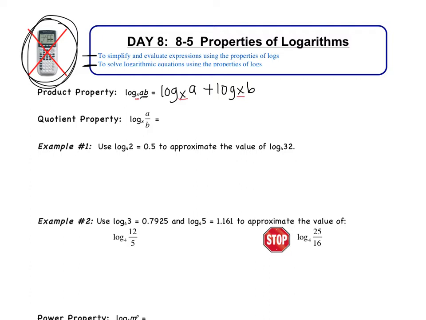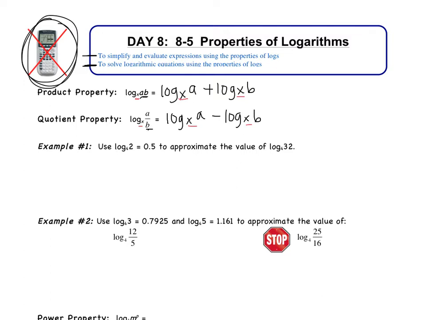Now the quotient property, quotient is dividing. You're going to notice my argument, I have a divided by b. When I divide, instead of adding, it becomes log base x of a subtract log base x of b. Again, I have log base x, it stayed log base x. Okay, so all you have to remember is multiplication becomes addition, division becomes subtraction. So let's see how we're actually going to use these properties.